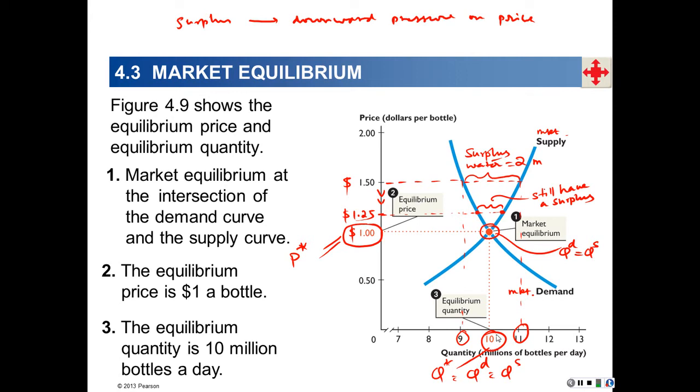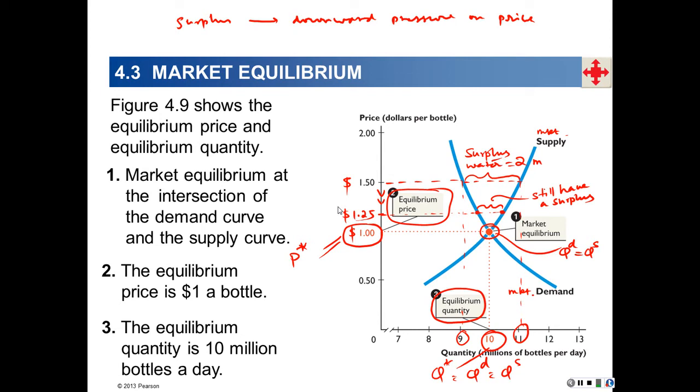And this quantity of 10 million bottles a day is called the equilibrium quantity, and we denote it by Q star. So Q star is the equilibrium quantity, right? And $1, which we call P star, is the equilibrium price, right?